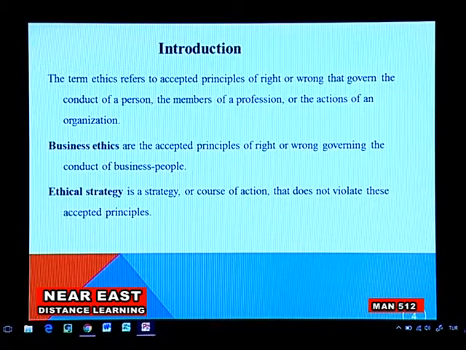Similarly, business ethics are the accepted principles of what is right or what is wrong, that determine how a business can act towards its customers or its employees. And by this, we have an ethical strategy. It's a strategy or a course of action that doesn't violate these accepted principles. So by this strategy, businesses, in a way, obey the ethical rules.